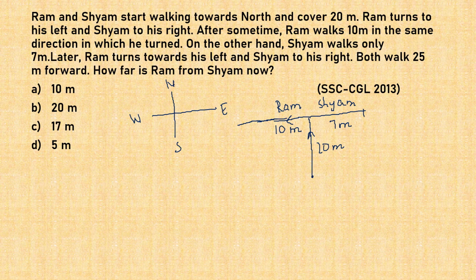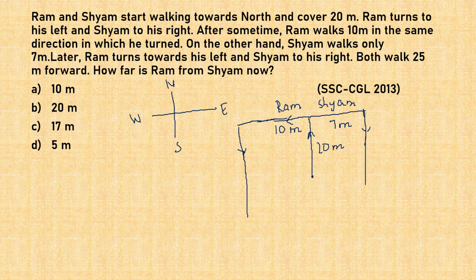Later, Ram turns towards his left. So Ram took a left hand turn like this, and Shyam took a turn to his right. So Shyam's right is again towards the south. Both walk 25 meters forward. So yes, they have moved 25 meters forward.